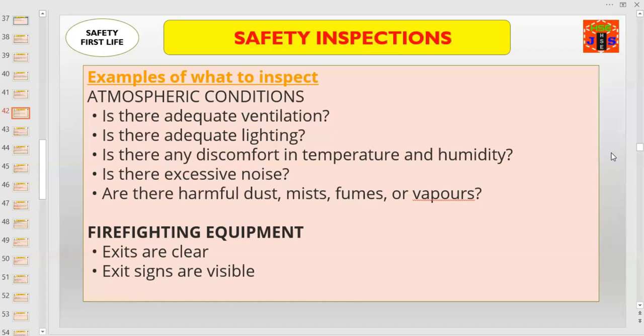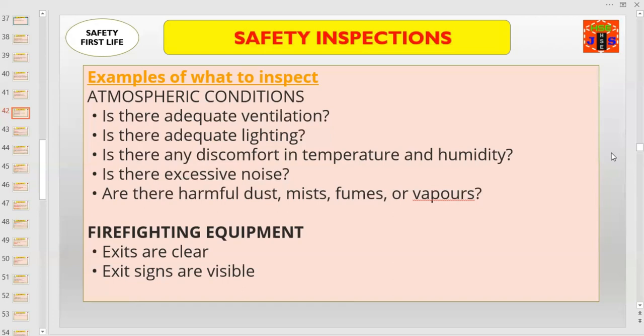Once you are inspecting a building, you have to look for atmospheric conditions. It must be favorable and comfortable for workers and staff who are working and operating in those atmospheric conditions.